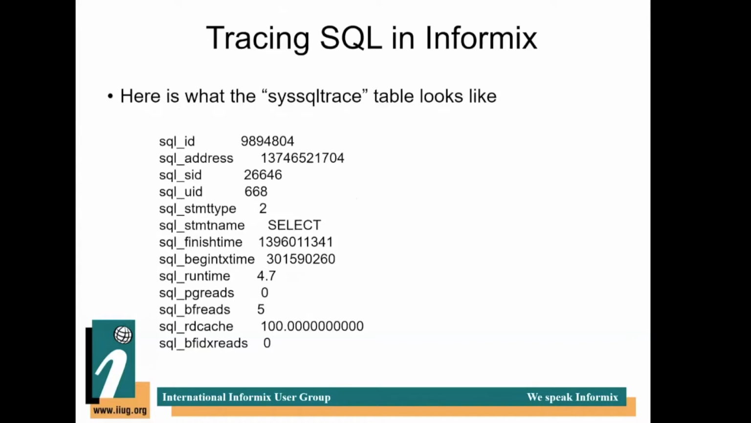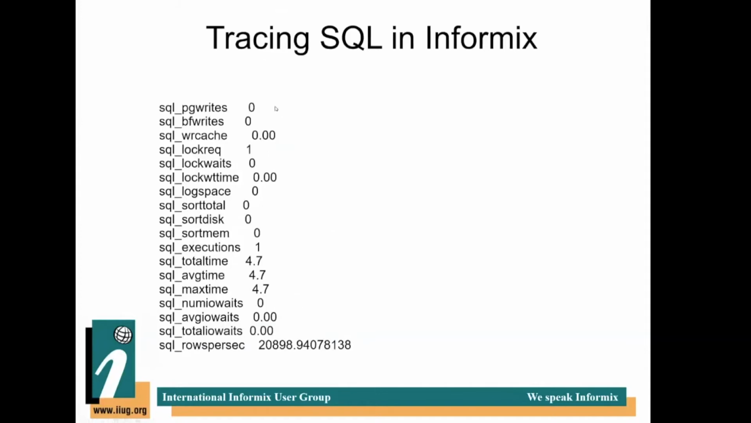Here's what the syssqltrace table looks like. There are many columns in here, so you can pick and choose which columns will work best for you in finding out what SQLs can be tuned. You have the SQL ID, which is a unique identifier for each row coming in. Your session ID, the user ID, the statement type, and here 2 means select. Your finish time, begin time, your run time, your number of page reads, your buffer reads. And again, a lot more information, lock information, sorting information.